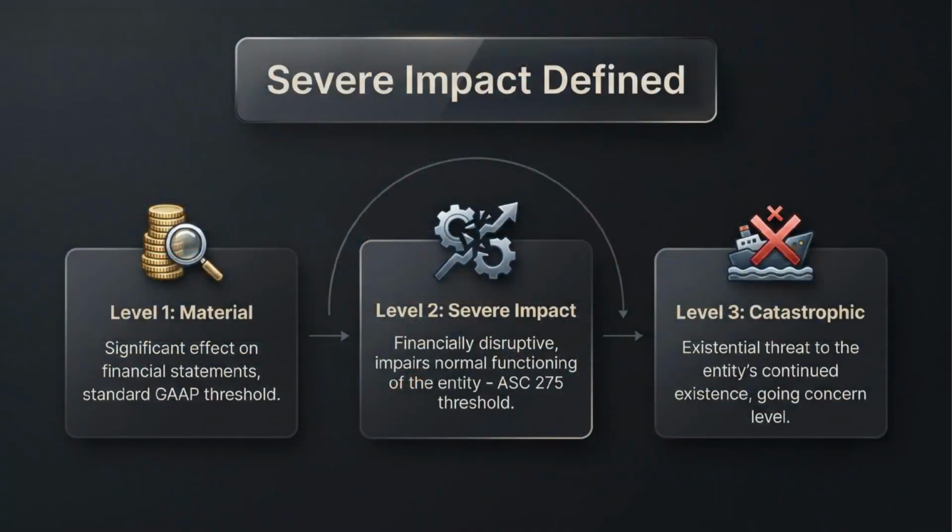Severe impact is also a precise idea, and it is not the same as ordinary materiality. Severe impact means a significant financially disruptive effect on the normal functioning of the entity. It is a higher threshold than material, but it does not require total catastrophe or bankruptcy. This term matters especially for concentration risk. A customer, supplier, market, resource, or geographic concentration may require disclosure when events in the near term could cause severe impact. So remember, material affects user decisions. Severe impact disrupts the entity's normal functioning.